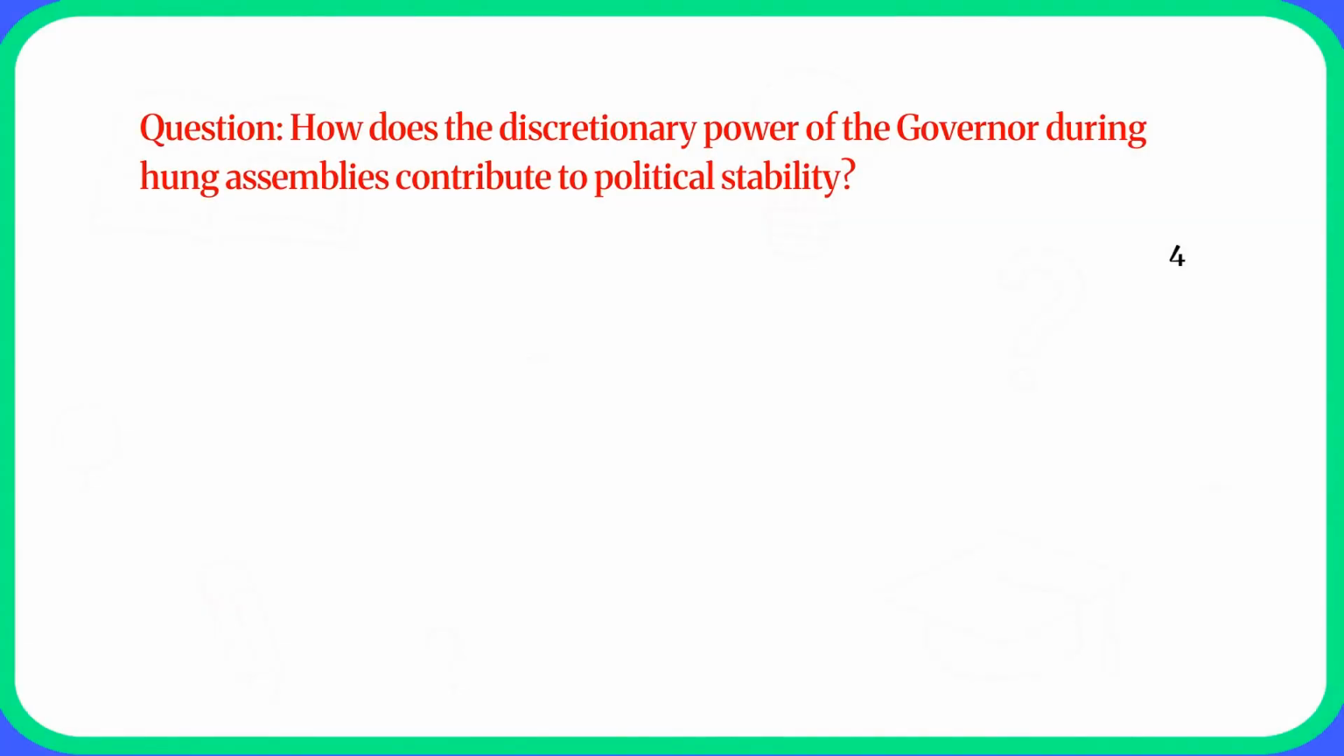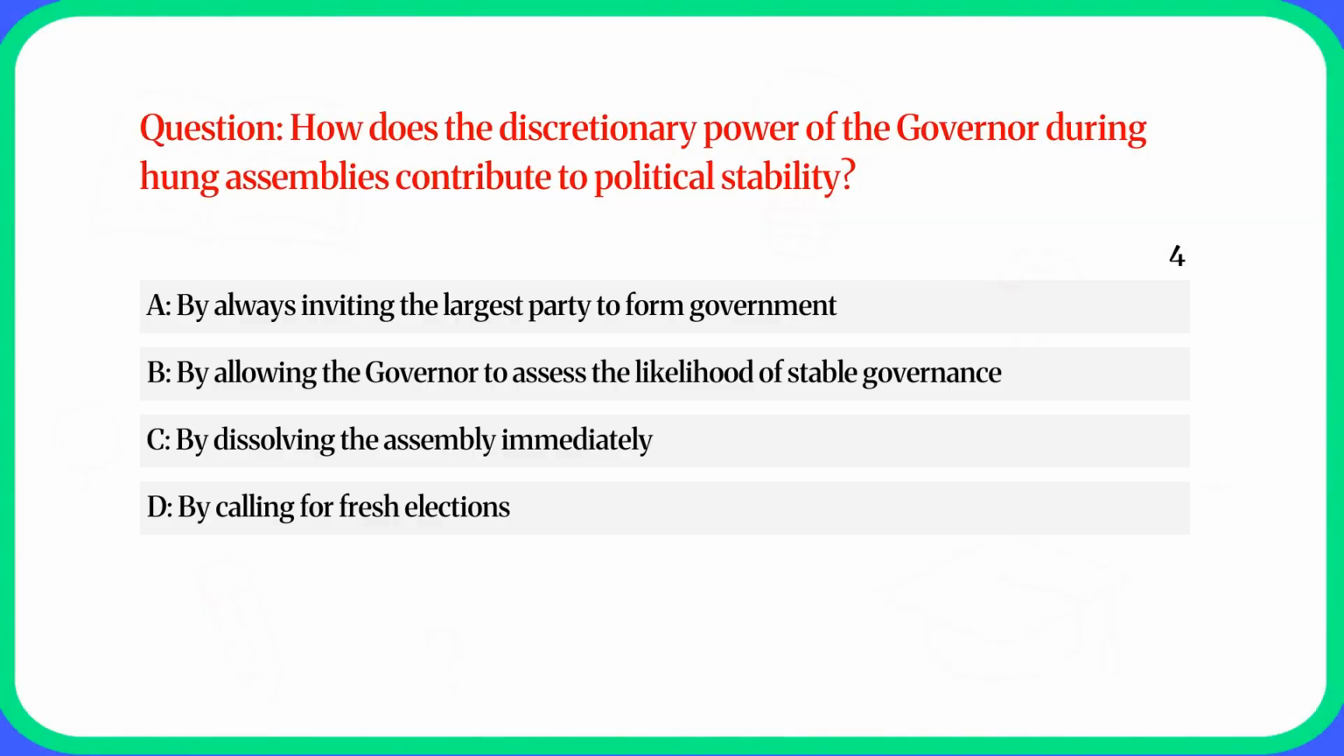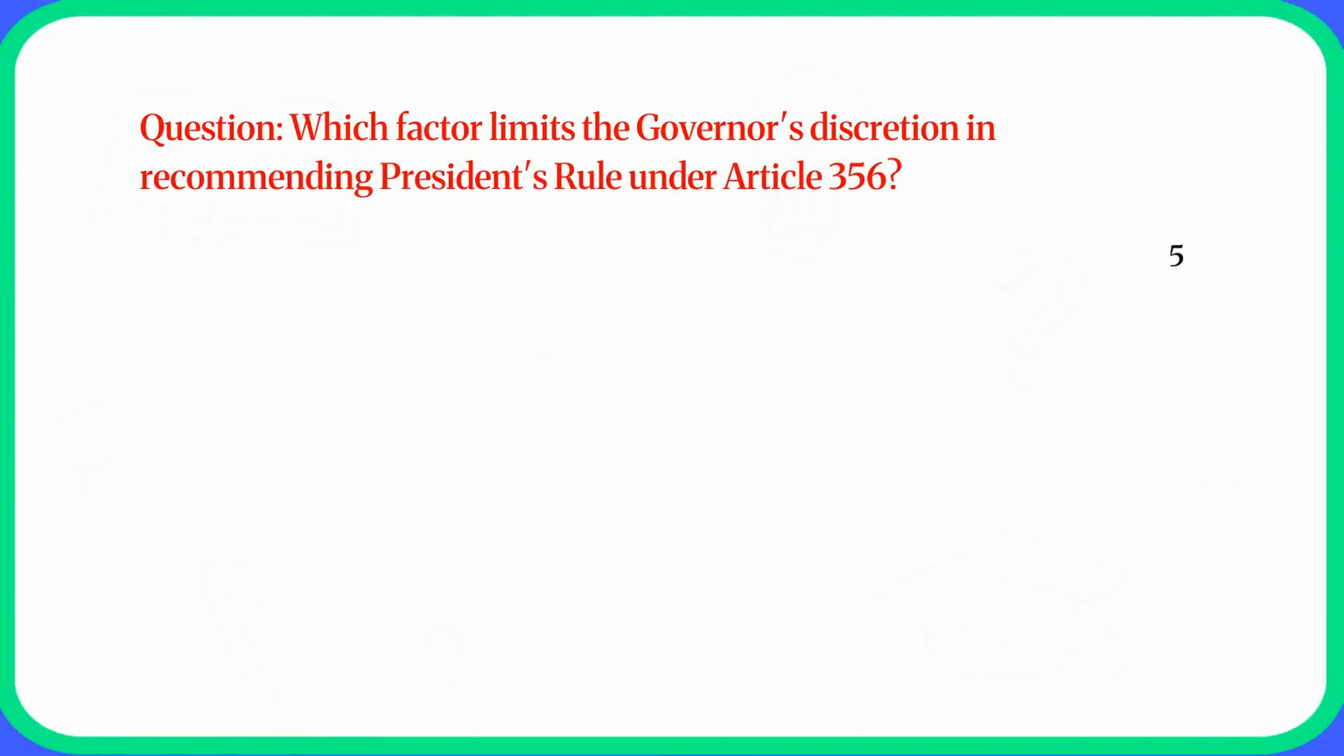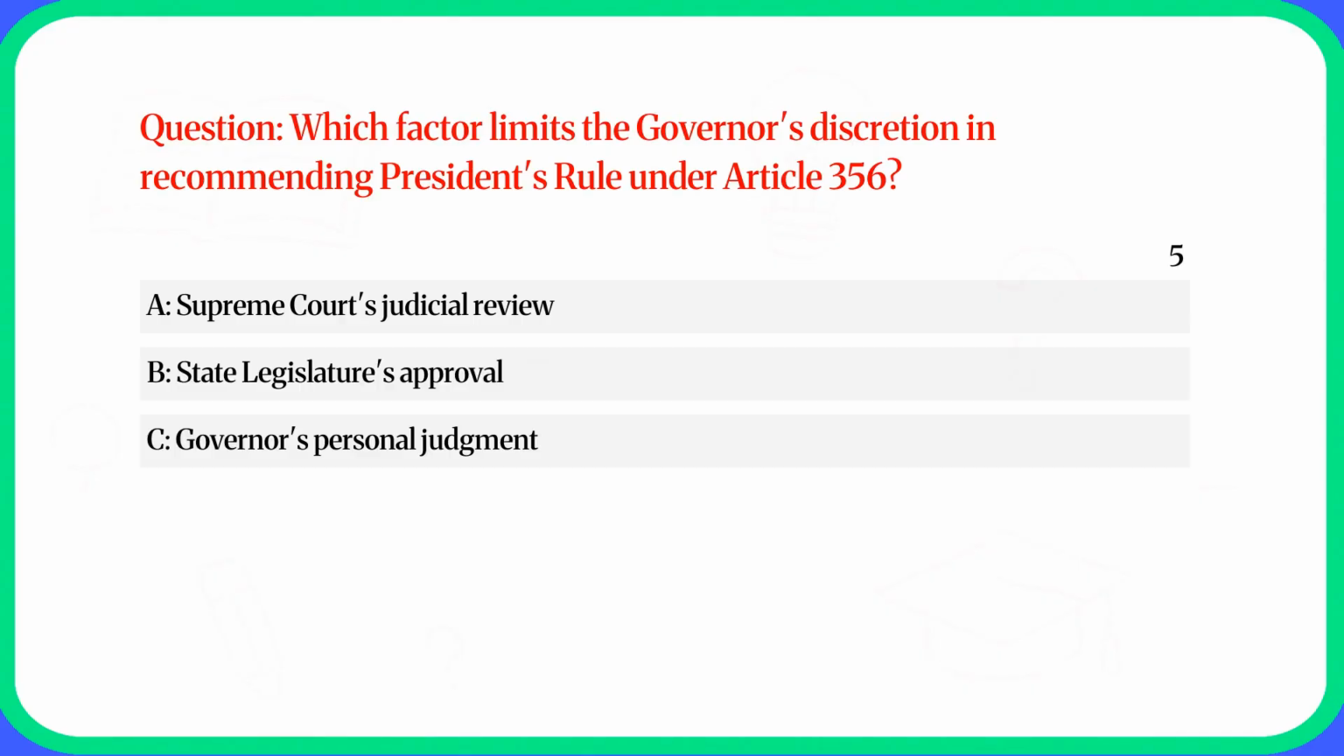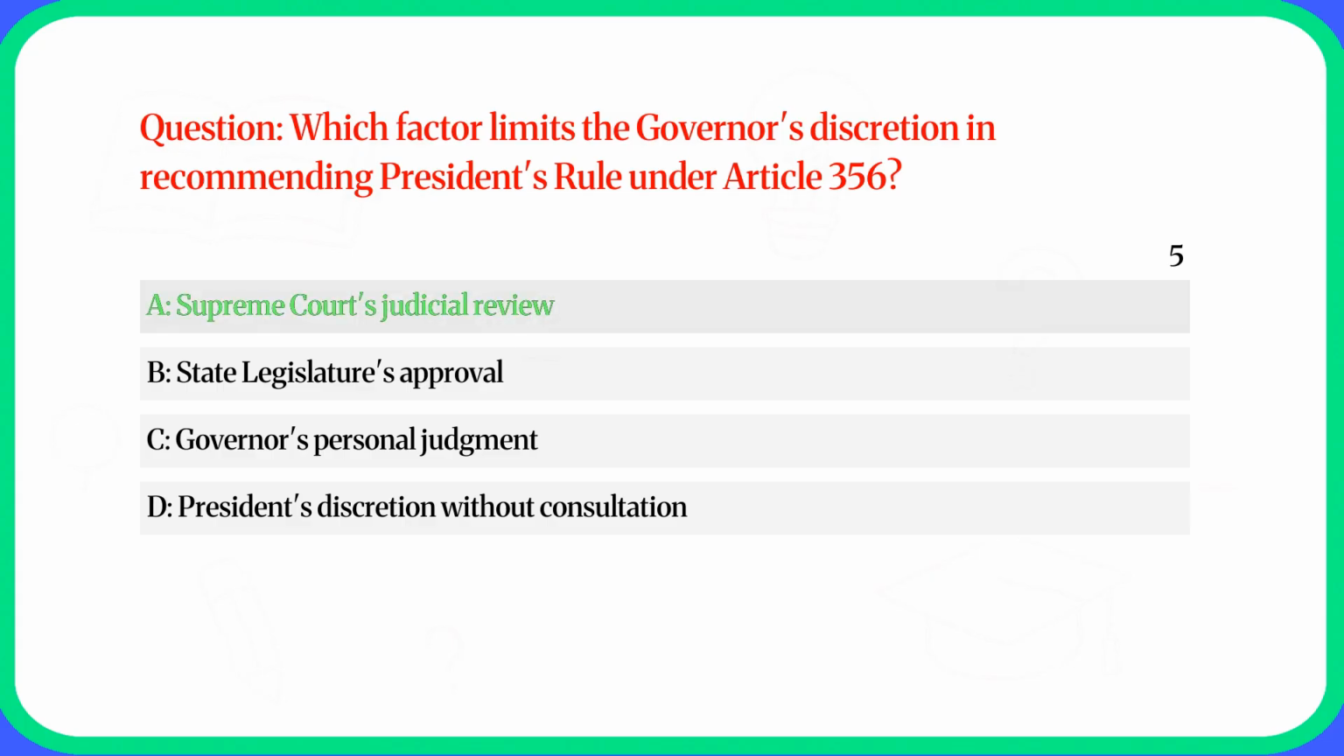Question: how does the discretionary power of the governor during hung assemblies contribute to political stability? Answer: B. by allowing the governor to assess the likelihood of stable governance. Question: which factor limits the governor's discretion in recommending president's rule under Article 356? Answer: A. Supreme Court's judicial review.